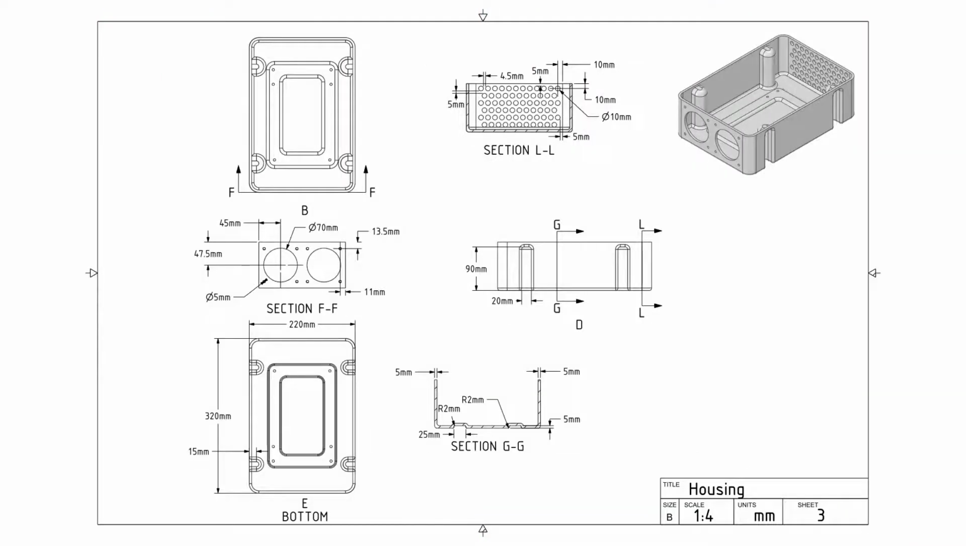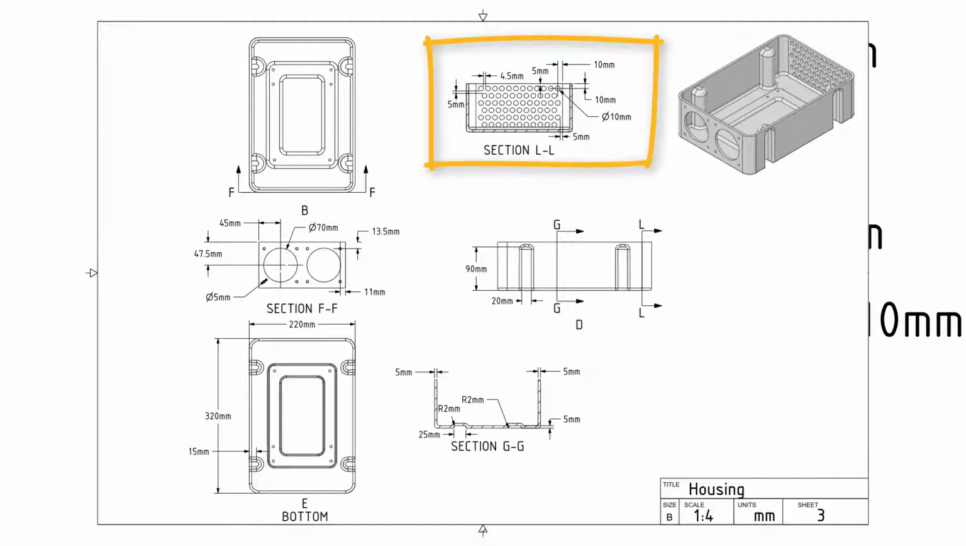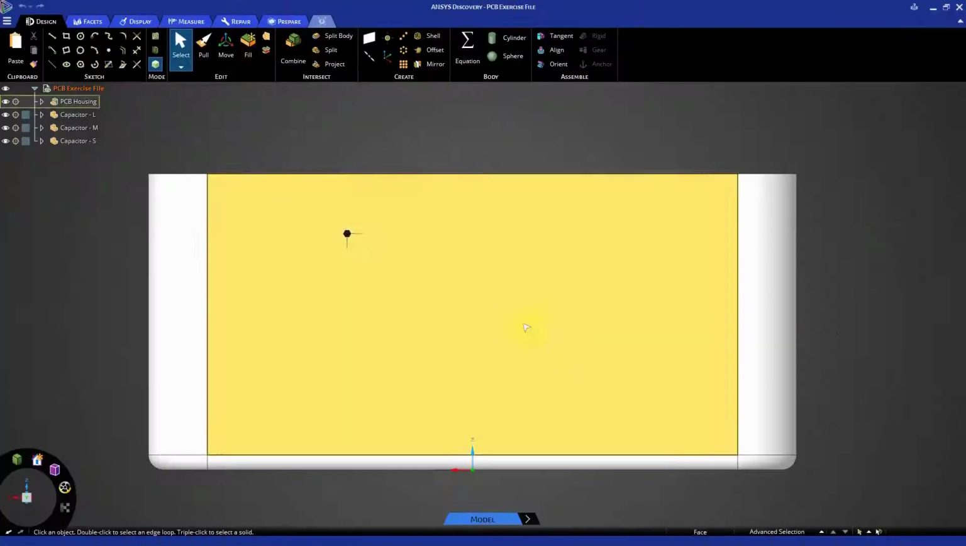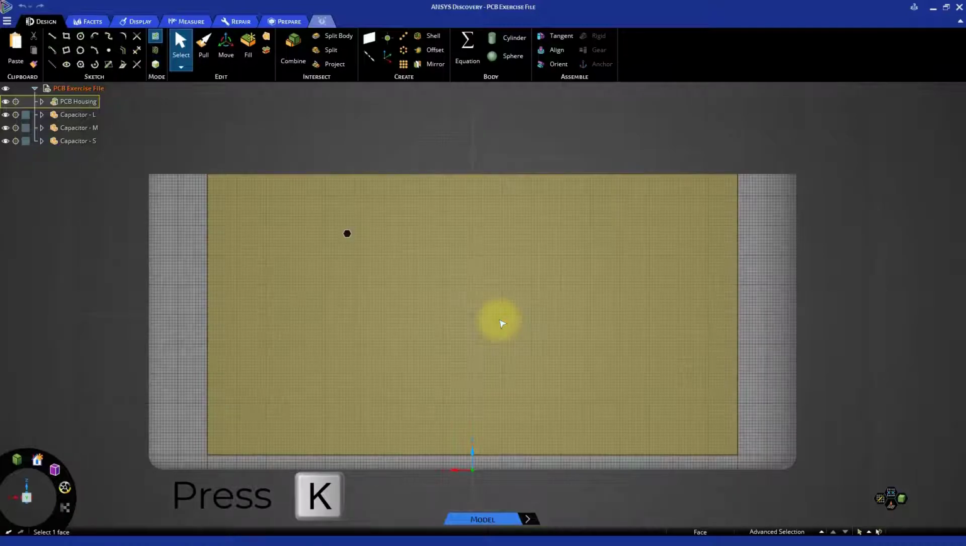If we refer to sheet 3 of the technical drawing in the view labeled section L-L, we can see the dimensions for the placement of the first hole in the pattern. The placement of the first instance in a pattern is the one that's most important. Create a sketch on the back face of the enclosure housing.